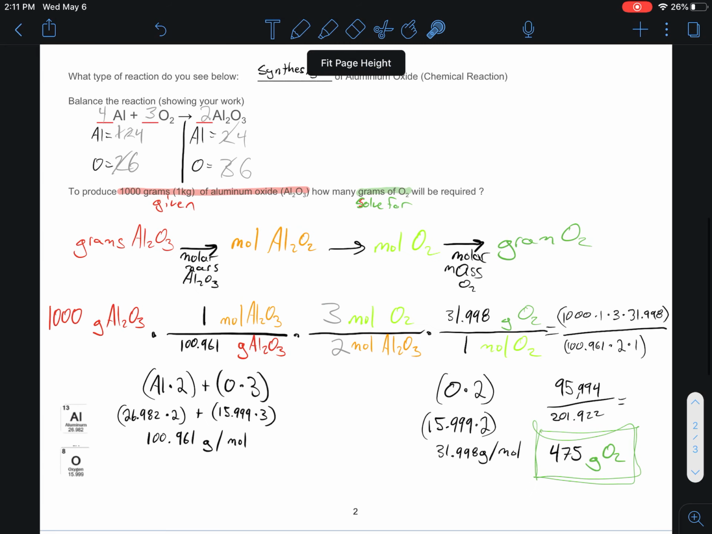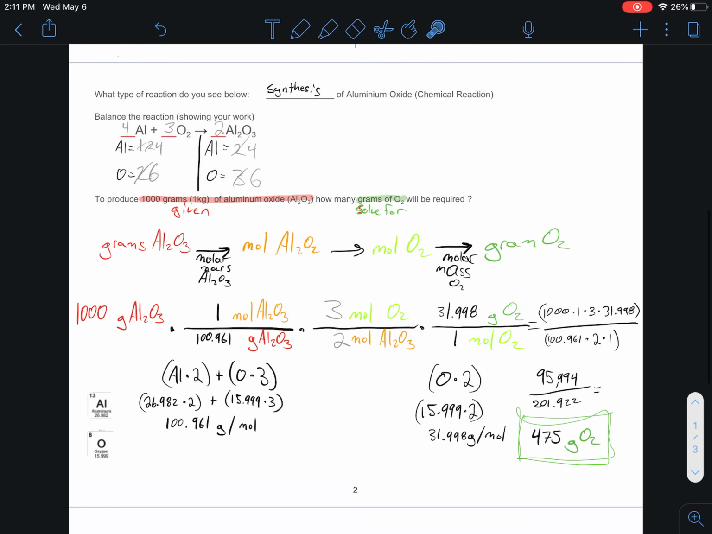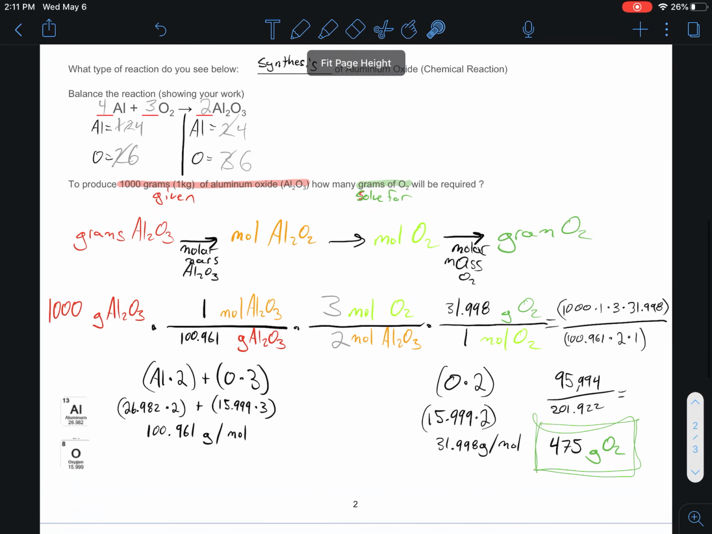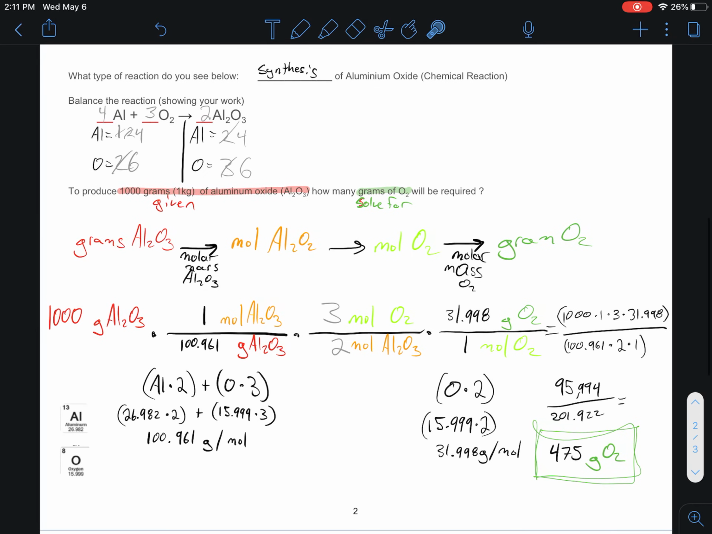Alrighty, that is that. You guys are becoming stoichiometry pros. My students, you have one last practice problem to do on your own. I just ask that you take the time to set it up just like this, purposefully, and the habit will hopefully be ingrained. Good luck.